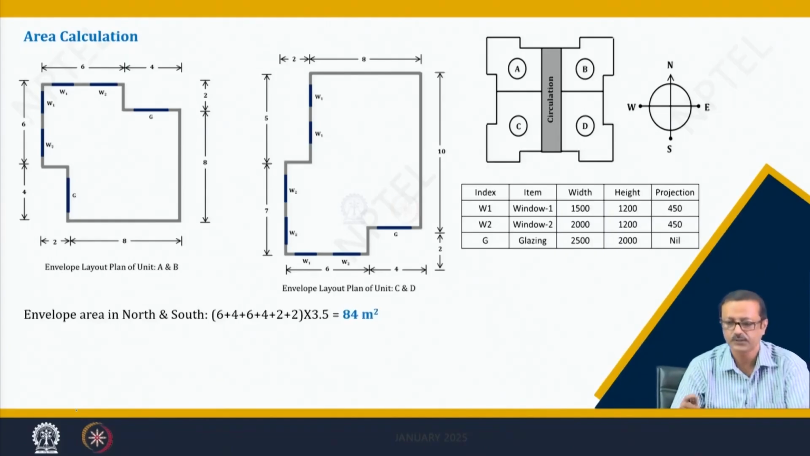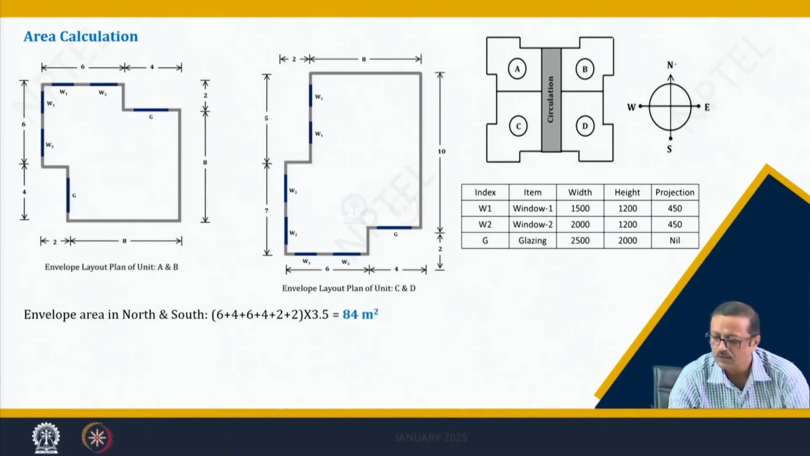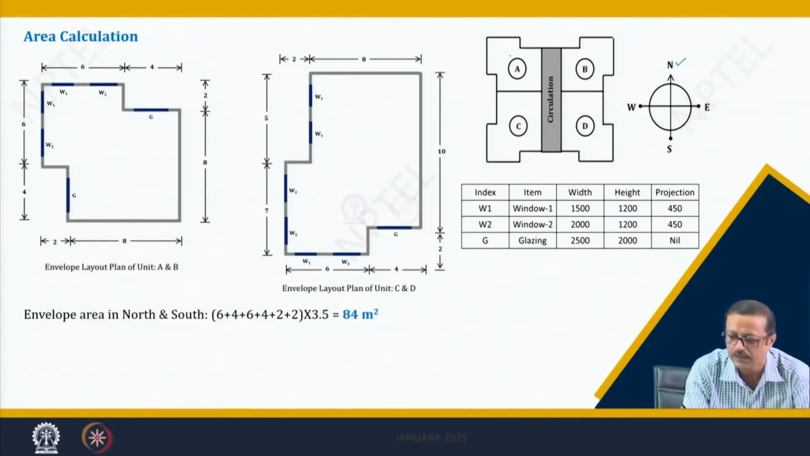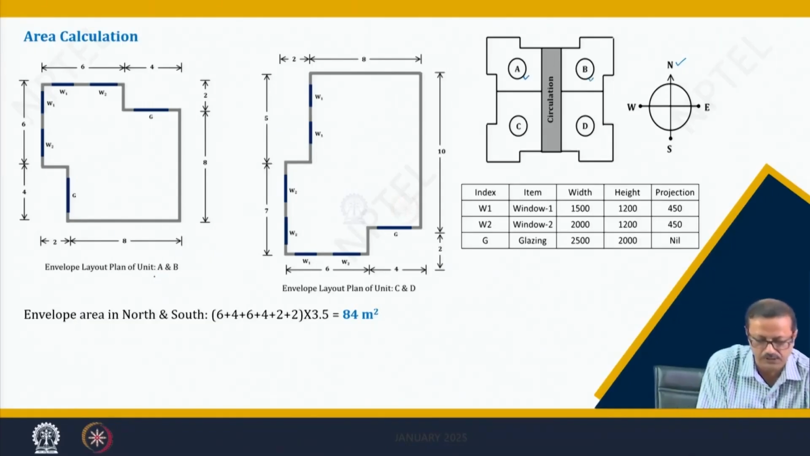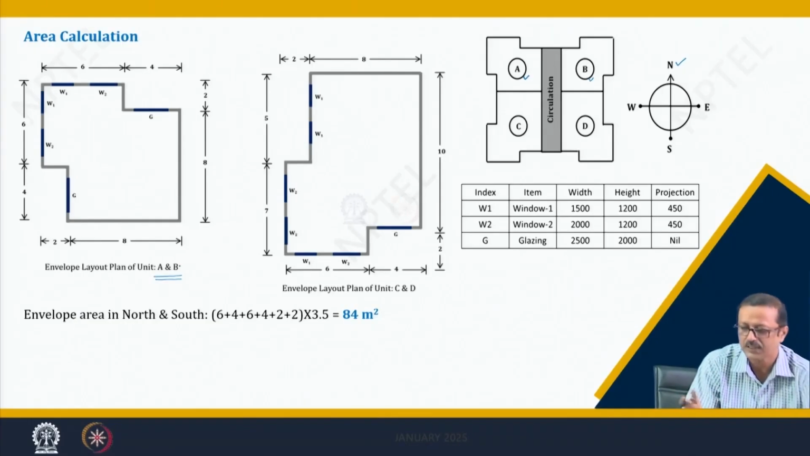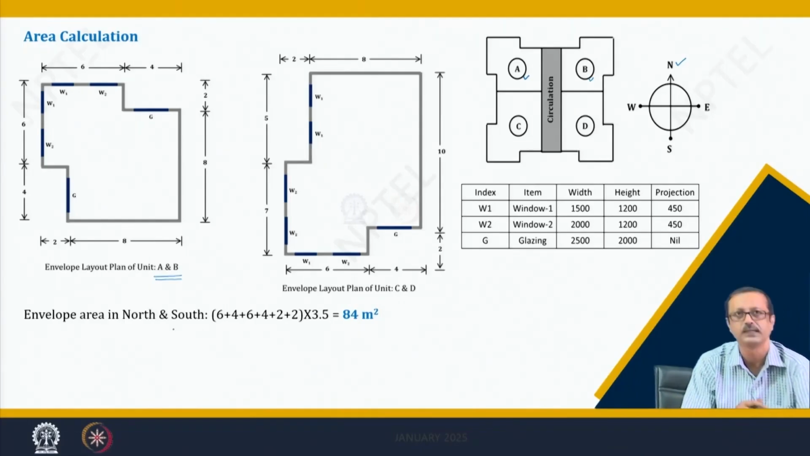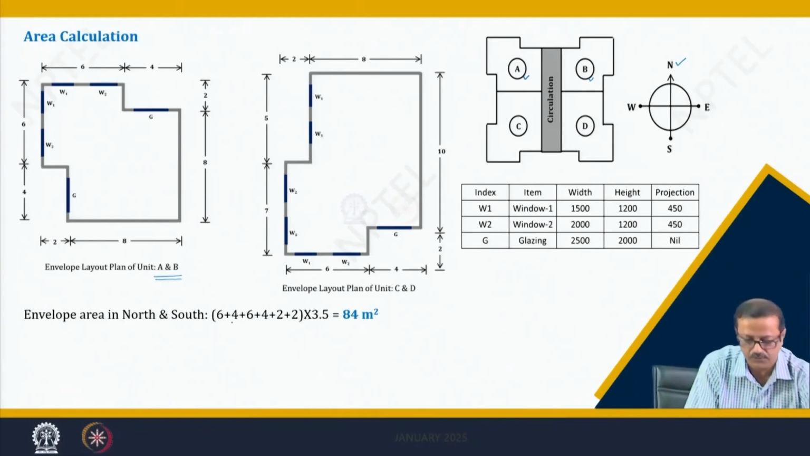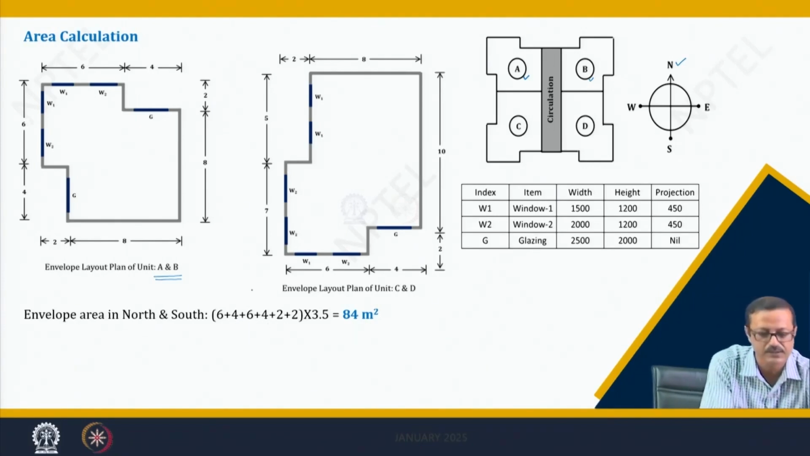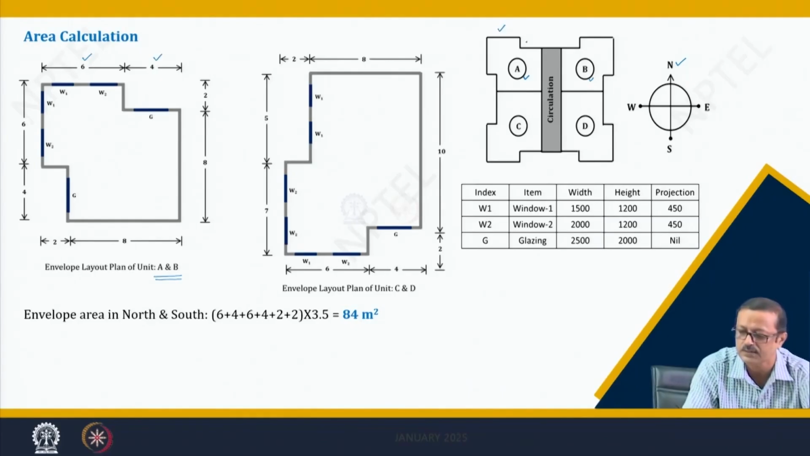So, if you see the north, in the north we have the A and B, which comes from this particular unit plan. So, it is a mirror image. I have written down the total wall length as 6 plus 4 plus 6 plus 4, that means this is your 6, this is your 4. And again it will be a mirror image, so this will be your 4 and this will be your 6, right.